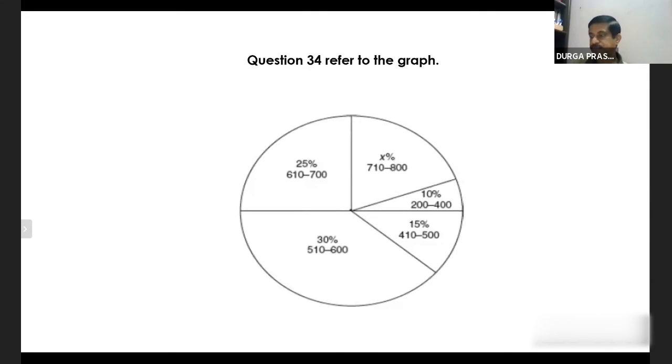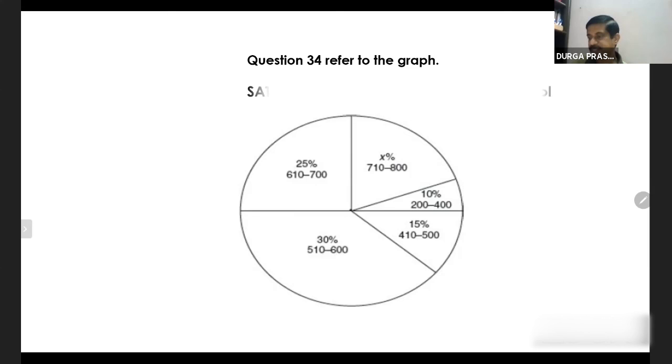Okay, let's go to the next question. So this is a graph, pie diagram, which has given some information. So 610 to 700 means 90. 710 to 800 is 90. 200 to 400 is 200. 410 to 500 is 90. 510 to 600 is 90.